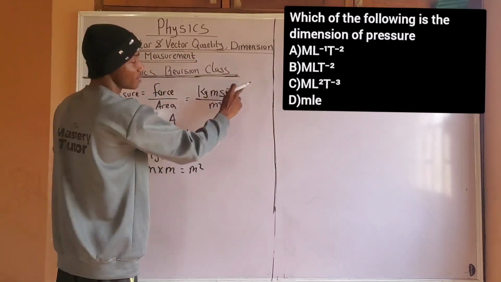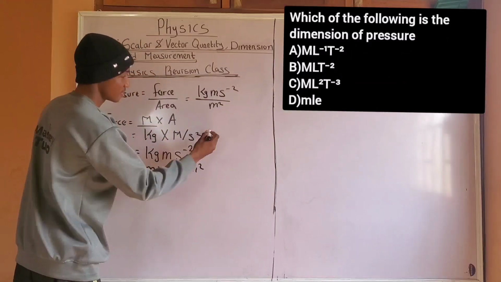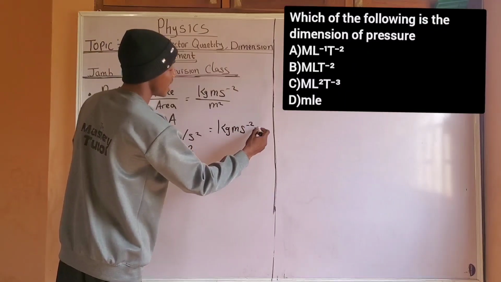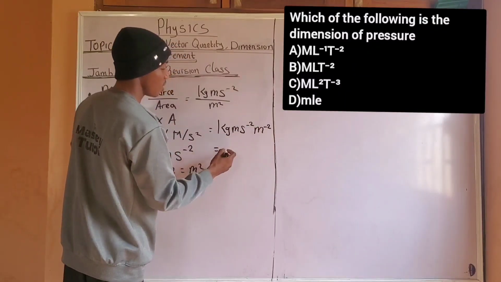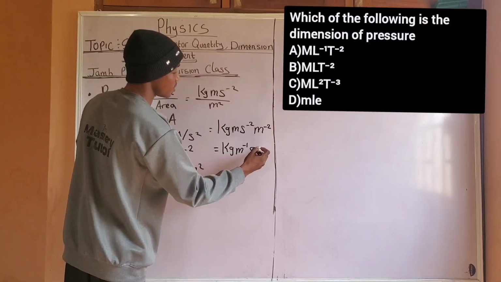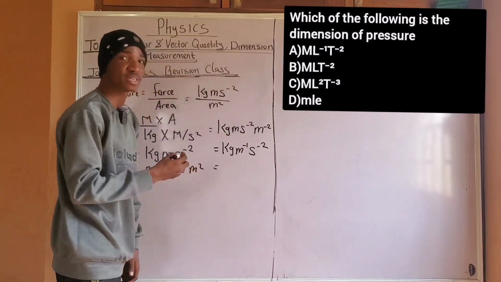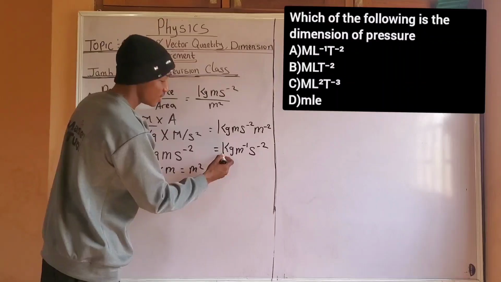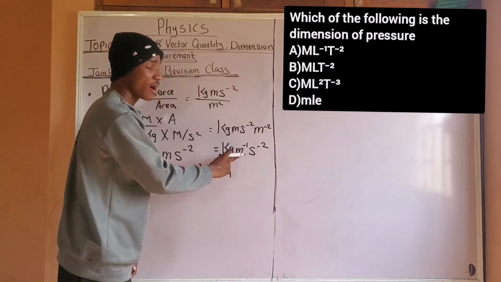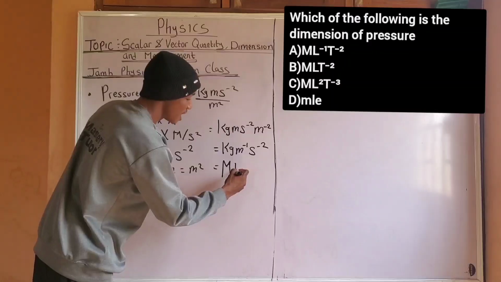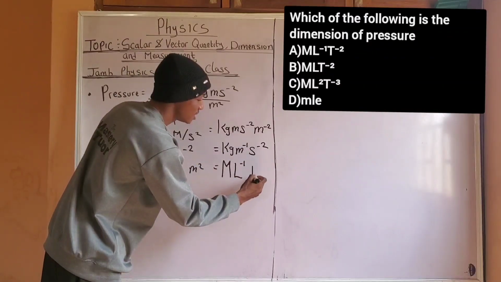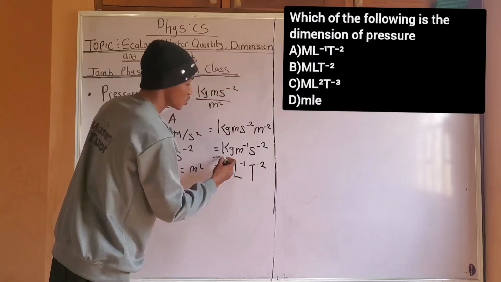Now, if this m comes here, I'm going to have kg m s raised to the power -2 m raised to the power of -2. Okay, law of indices: kg m raised to the power of -1 s raised to the power of -2. Now, kilogram is a mass. The unit of mass is kilogram. Meter is length, so I'm going to have L raised to the power of -1. And seconds is for time, so I'm going to have T raised to the power of -2.